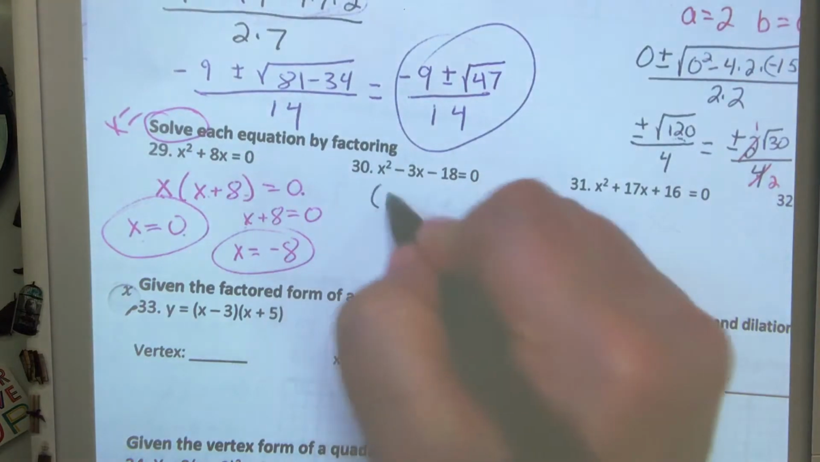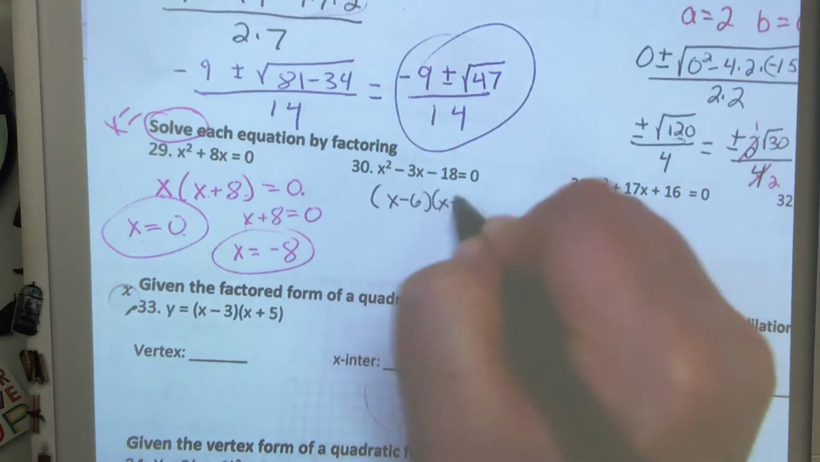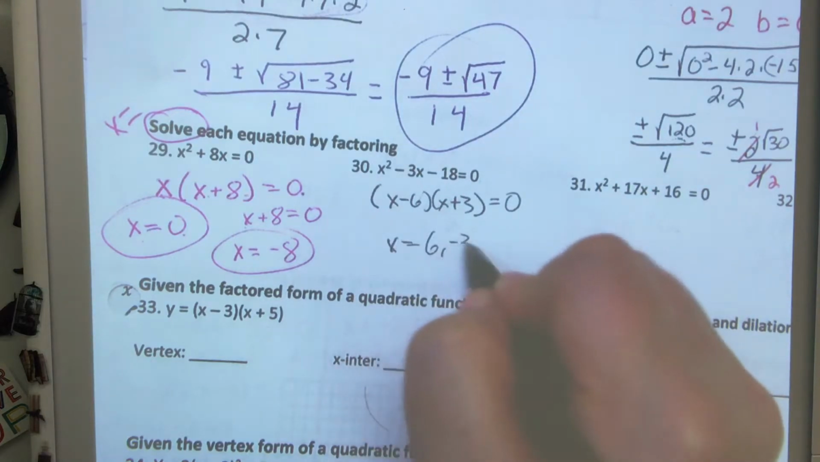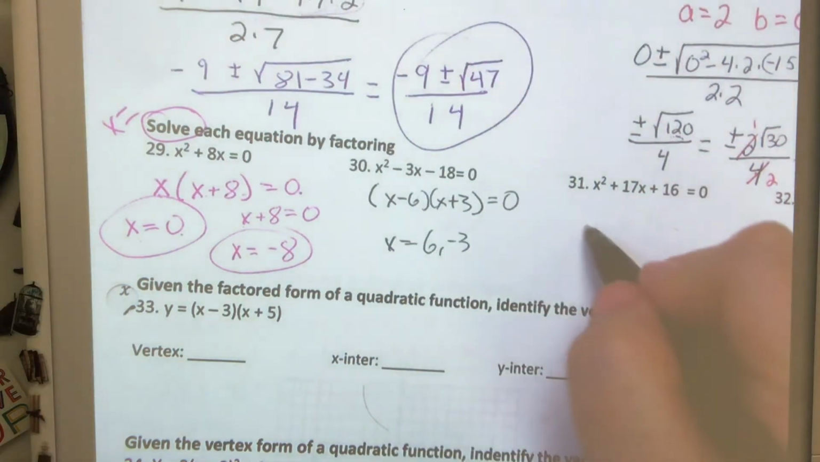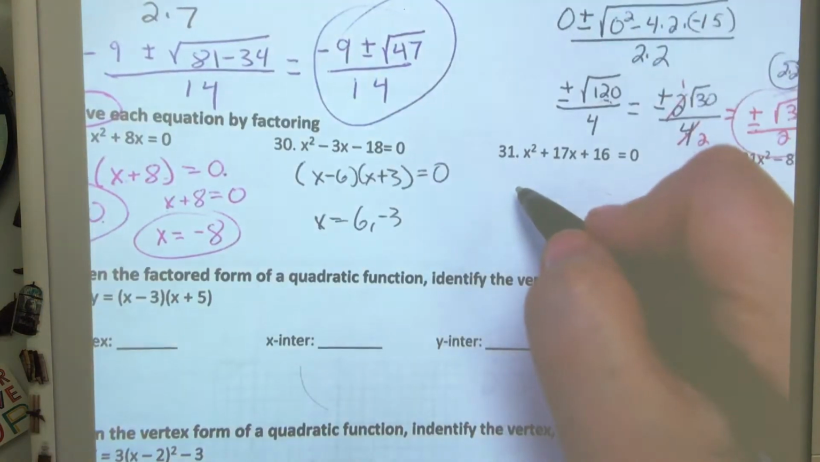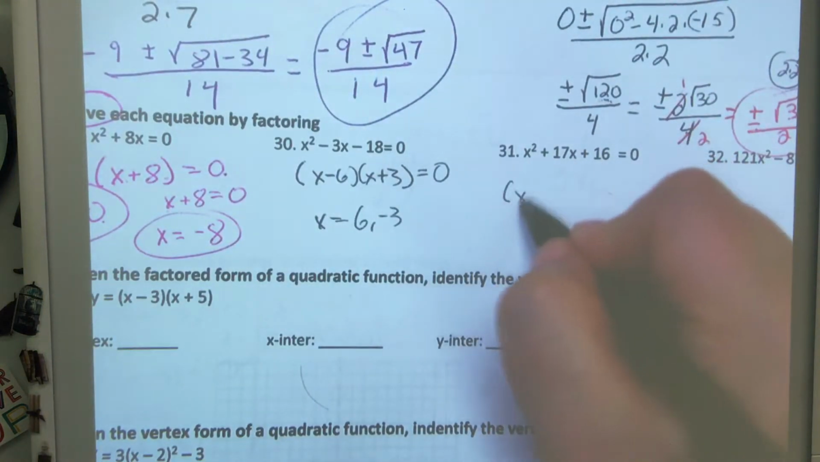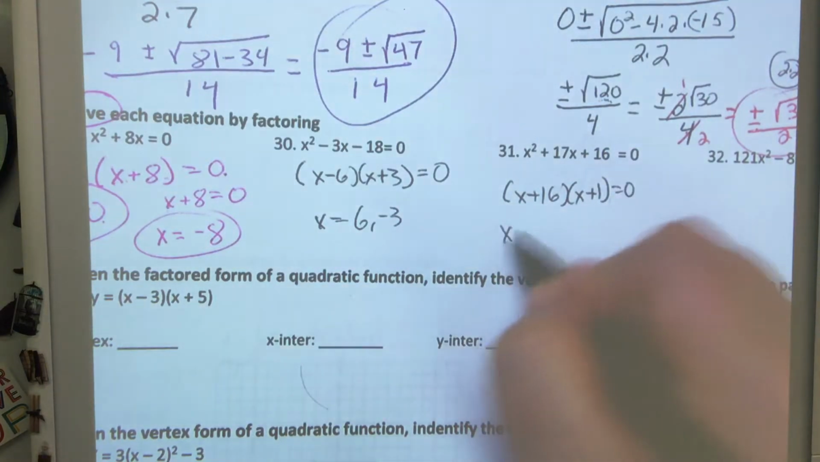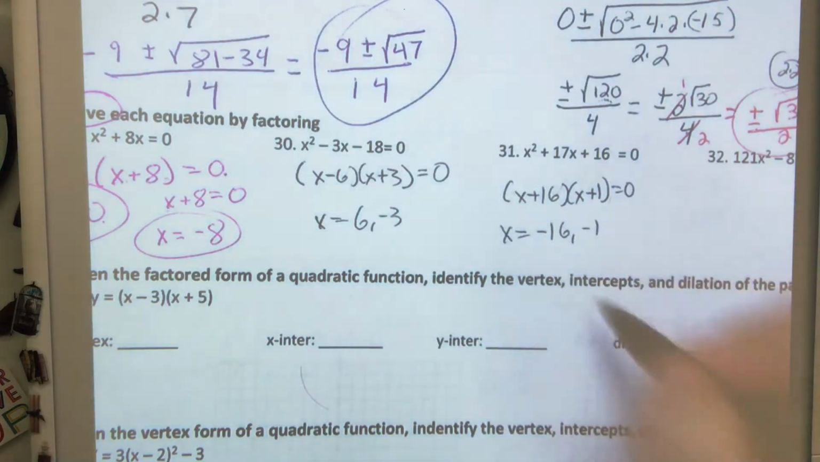This next one would be x minus 6, x plus 3 equals 0. So x would equal 6 and negative 3. This next one, I have x plus 16 and x plus 1 equals 0. So I'd have x equals negative 16 and negative 1.